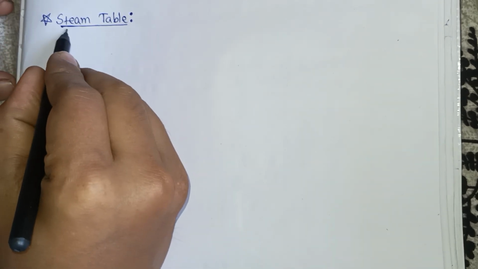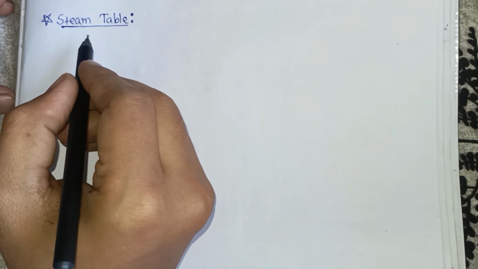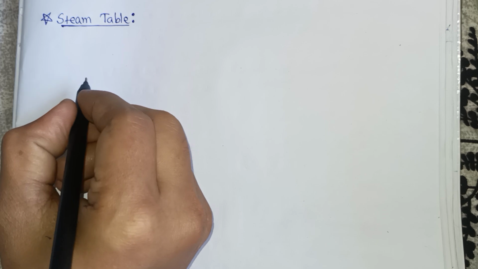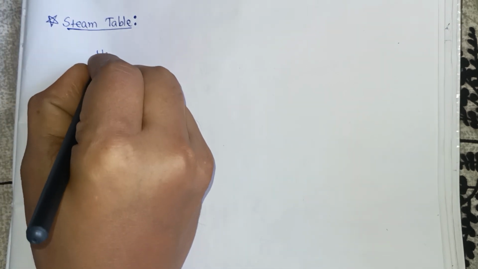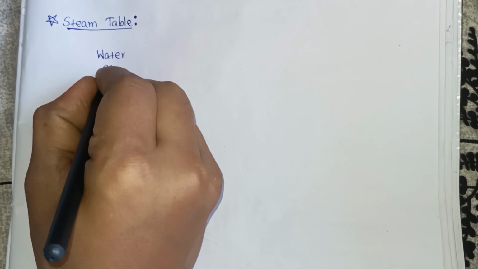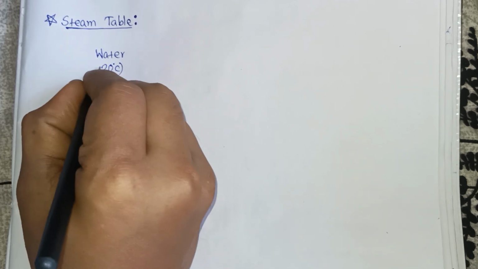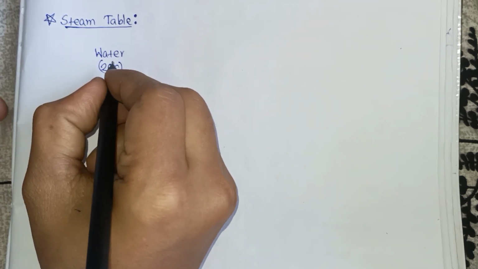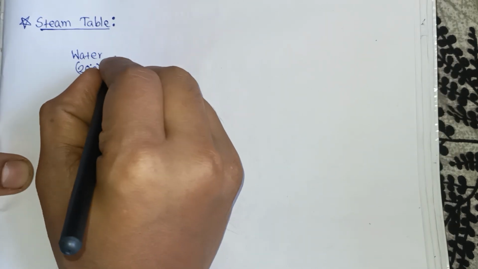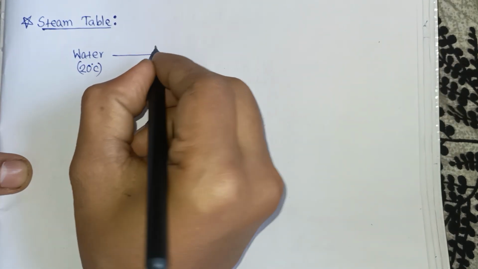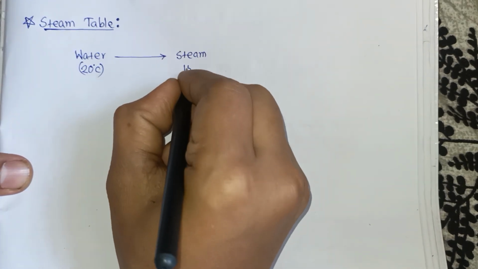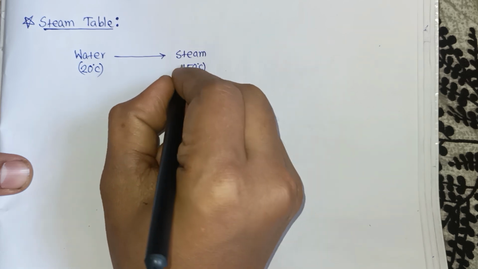Today's topic is steam table. Before steam table, we consider a process. Suppose you have some water at a temperature of 20 degrees Celsius. Suppose you want to convert this water to steam at 150 degrees Celsius temperature.